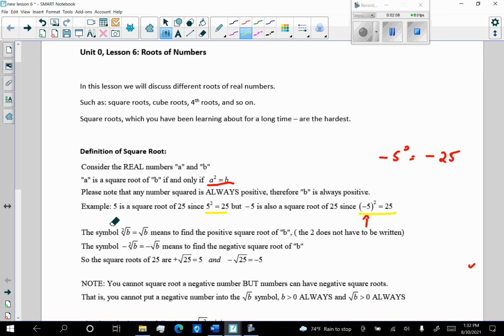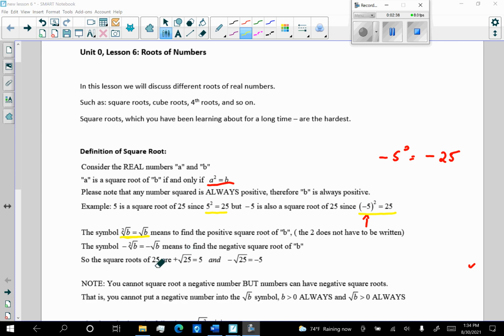The next few lines will explain what I'm trying to say. The symbol of square root of b is equal to this guy here. It means to find the positive square root of b. This means to find the positive square root of b. The 2 does not have to be written. How do I denote the negative square root? The symbol negative means negative square root of b.